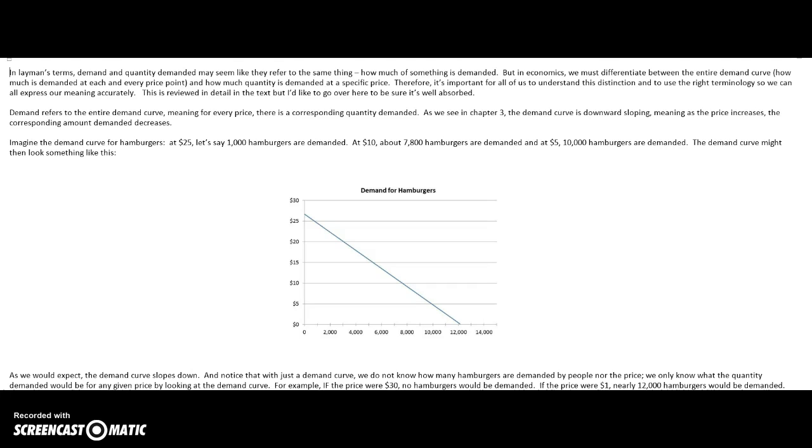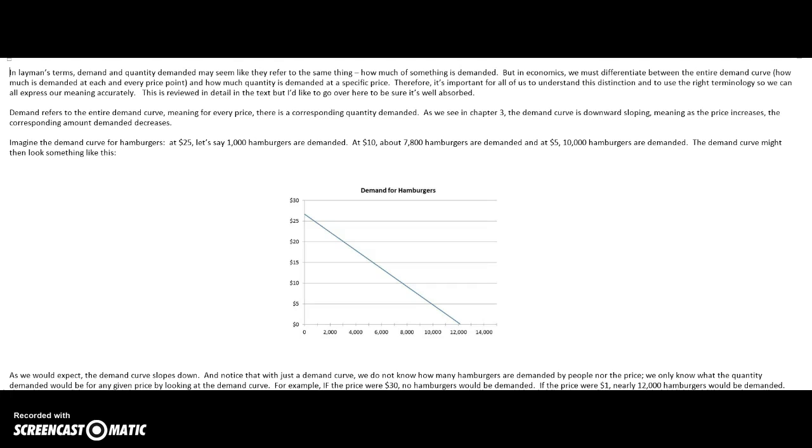So when an economist says the demand for, in this case, hamburgers, they talk about everyone's preferences and the price they're willing to pay for different quantities. So the higher the price is, the fewer hamburgers people demand in general, and that's true for almost every good. It's true for all normal goods. And so the lower the price gets, the more people are going to buy. So that's why we see a downward sloping demand curve.